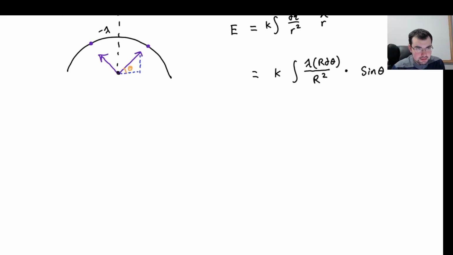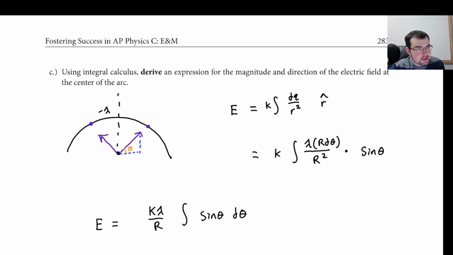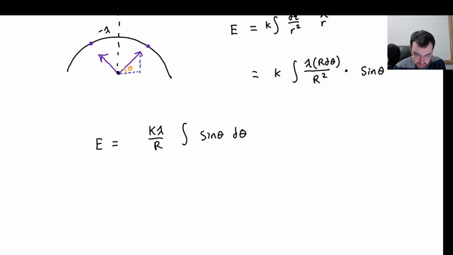So now we can do some simplifying because one of the r's divides out and the other one can come out in front. So we get k lambda over r, and then we're integrating sine theta d theta. And we argued in the last part that if we define this theta this way, the smallest my theta could be is 0, because at 0 radians, it points to the right side of the arc. So then to point at the left side of the arc, notice it makes an entire half revolution. So that would be when theta is pi.